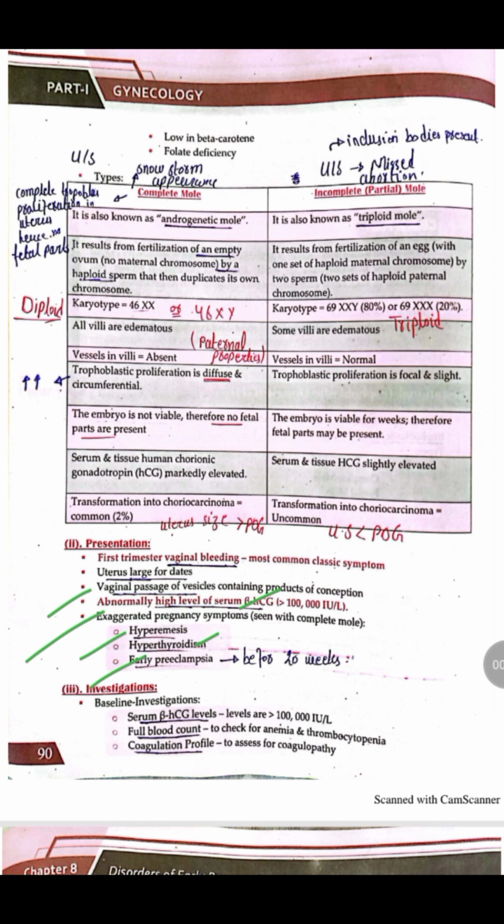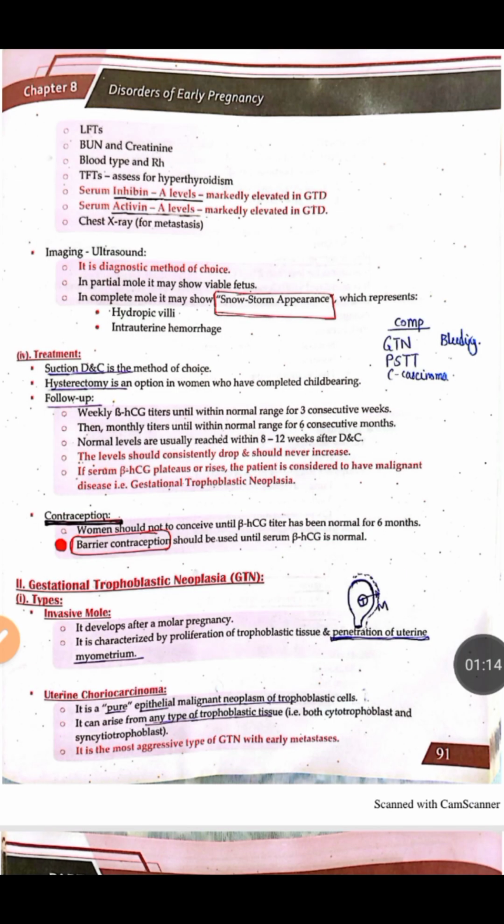There are exaggerated signs of pregnancy, like hyperemesis gravidarum, which is a pathological form of vomiting, signs of hyperthyroidism, and early preeclampsia. The investigations that we do for hydatidiform mole are serum beta HCG level, which is more than 1 lakh international unit. We do a full blood count, in which we assess for anemia and thrombocytopenia. Similarly, we also do a coagulation profile, in which we check the PT and INR to assess for coagulopathy.